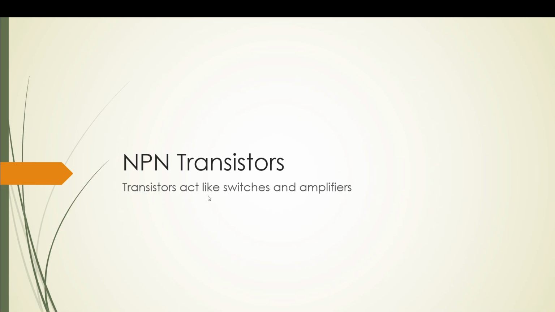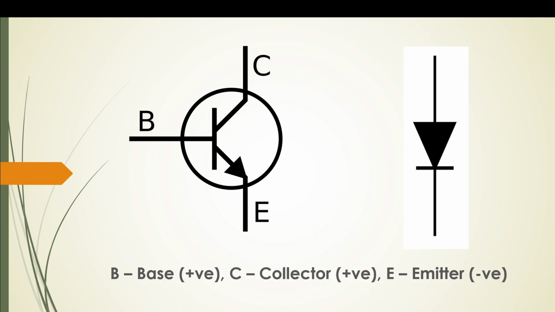Any transistor acts like a switch and an amplifier. So we'll work on this switch and amplifier thing now. There are two diagrams that I'm showing you. The one on the right is a diode, a simple diode. The one on the left is a transistor.